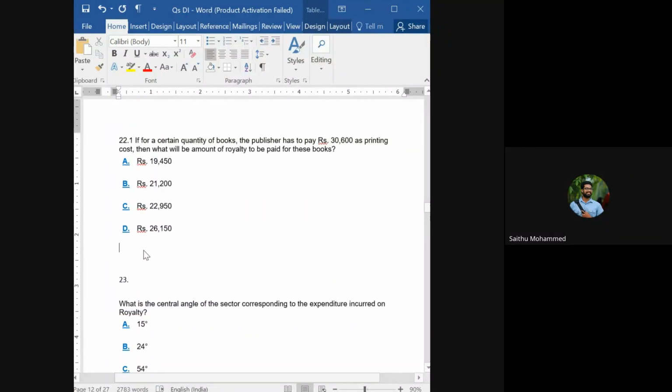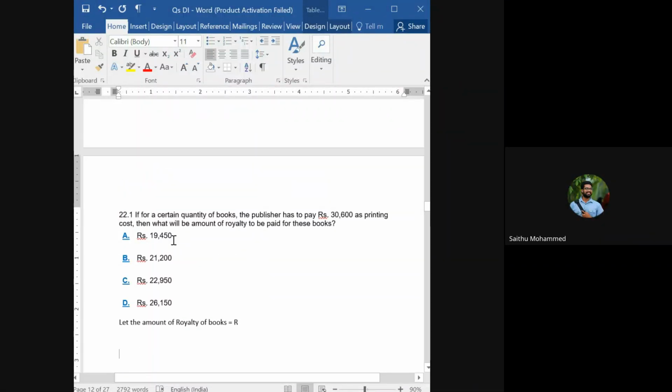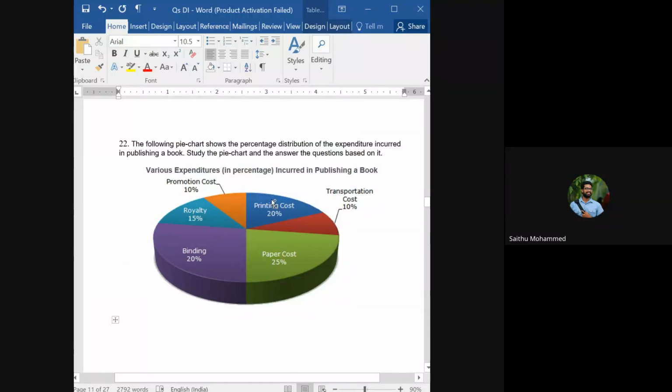I will just show you how we will be solving it. Let the amount of royalty of books be equal to R. Okay. As we have done in Rahul's problem, where we took the total amount as X, now as it is royalty, I am taking it as rupees R. Now here we can see that what is given in the question is 30,600 is the printing cost. And what is the printing cost as per the pie chart?